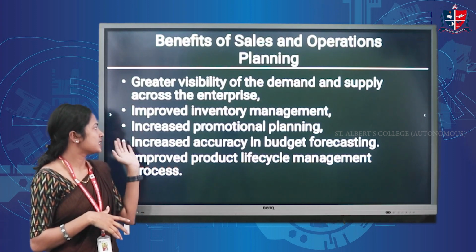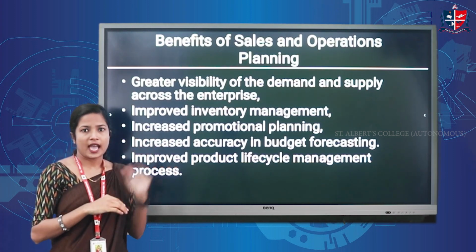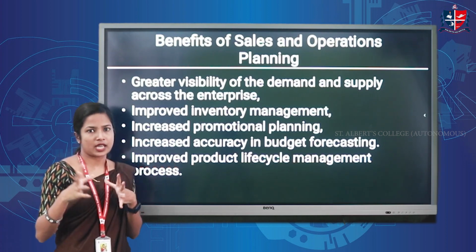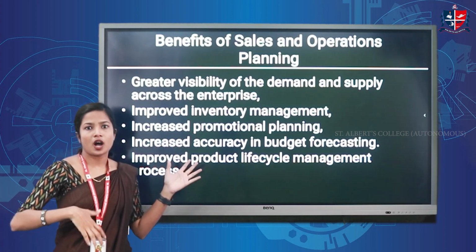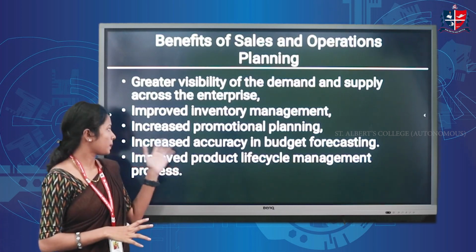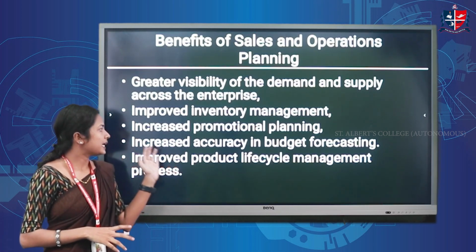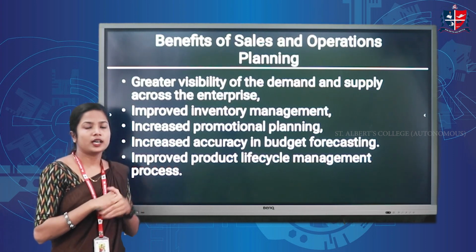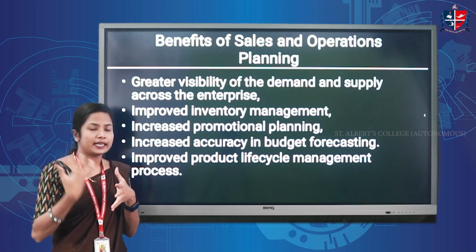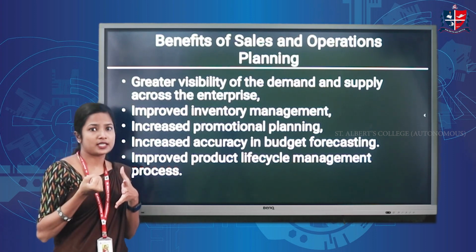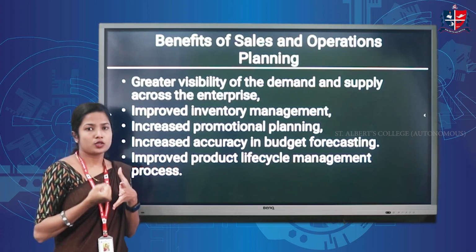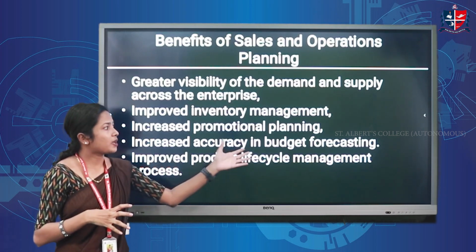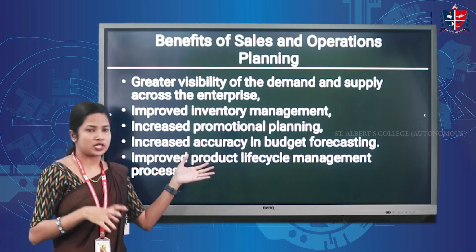The third one is increased promotional planning. As I told earlier, in the sales plan, we will plan our promotions, so we can improve the promotion of our products. The fourth one is increased accuracy in budget forecasting. As I told earlier, we take the financial constraints as an input, so we can plan according to them. We can plan a budget for our production.